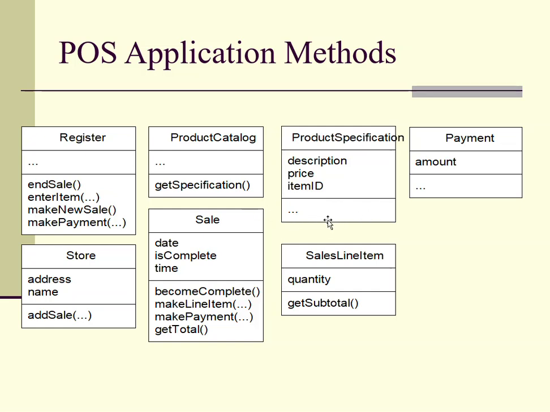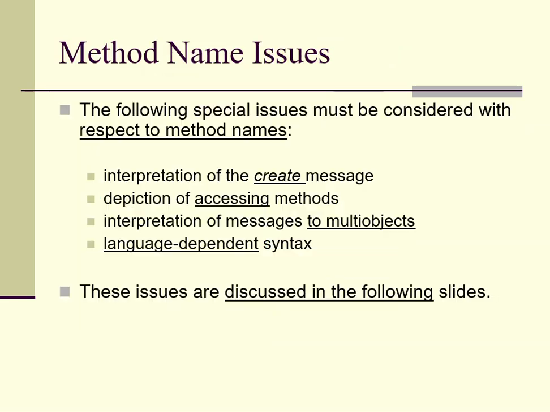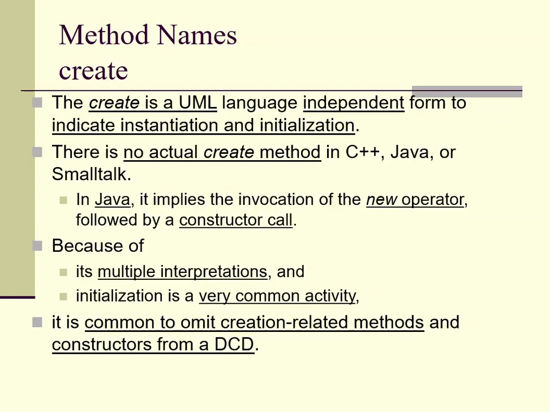So that means not every message you see in the diagram would be translated as a method. What are the rules and what do we exempt? Exempt means we don't include them. Okay, method names, we can read this note, very important. Method name create.